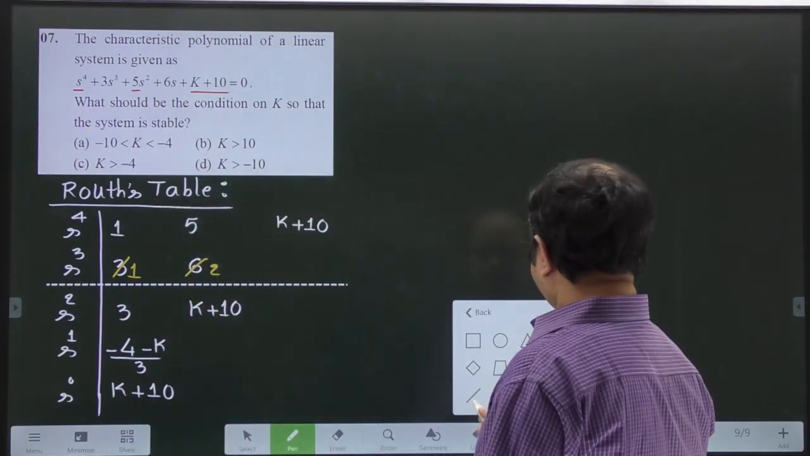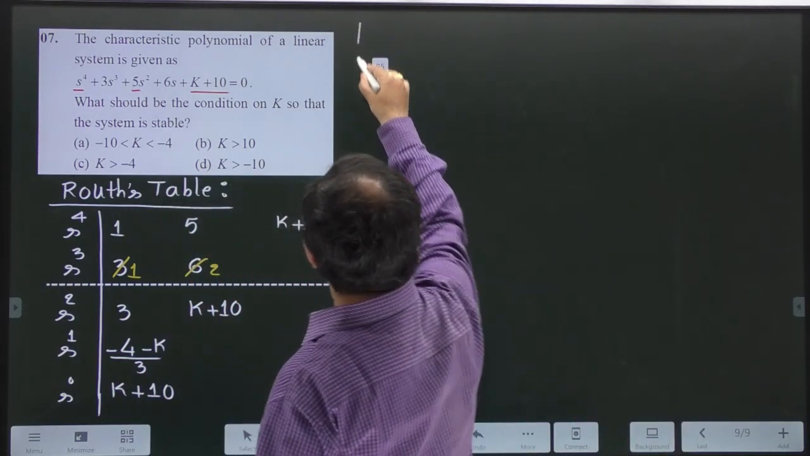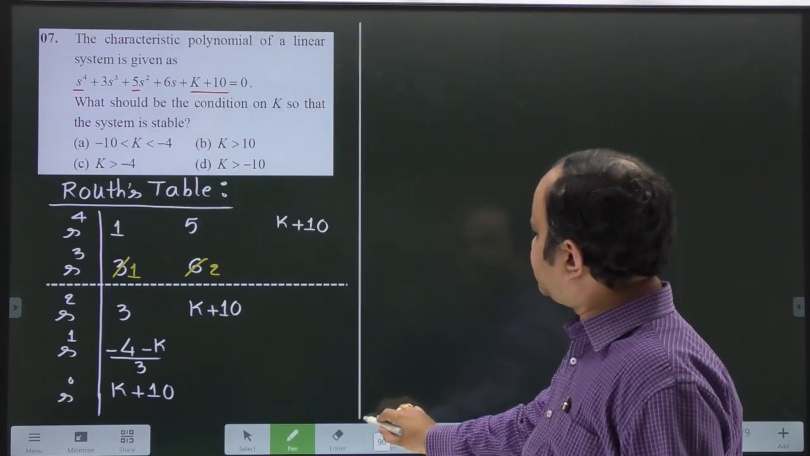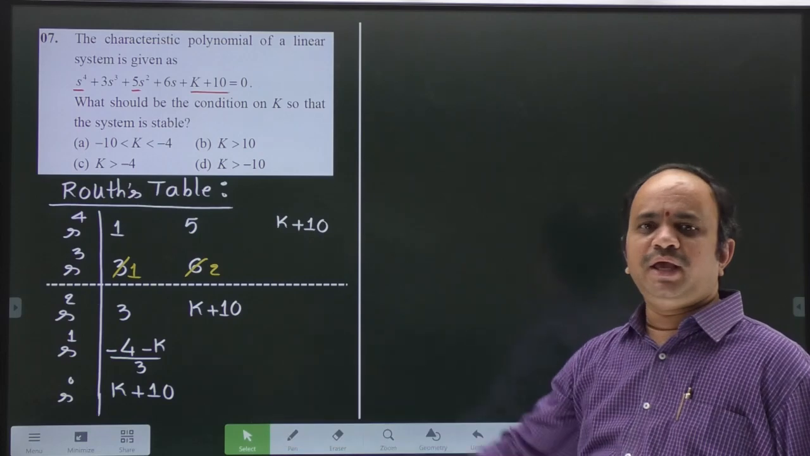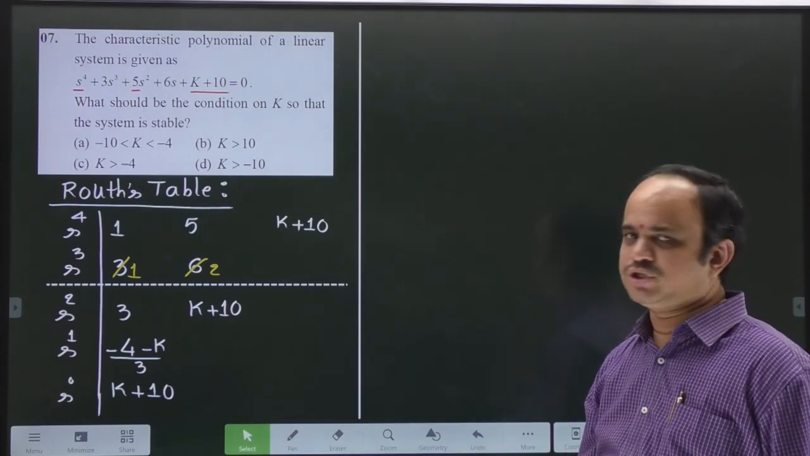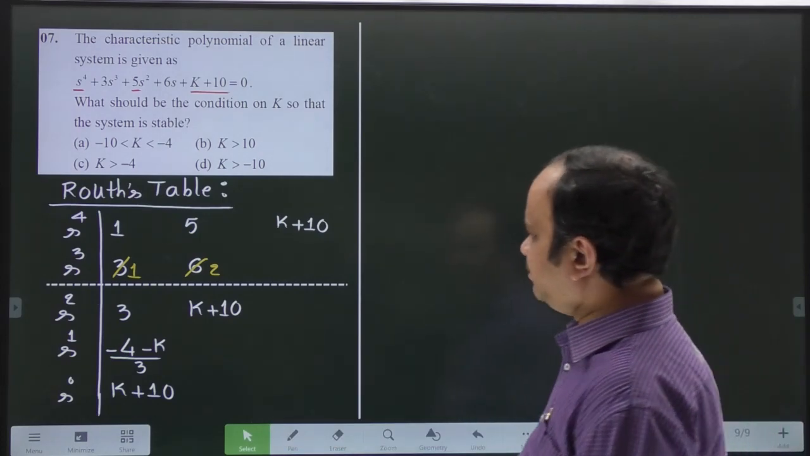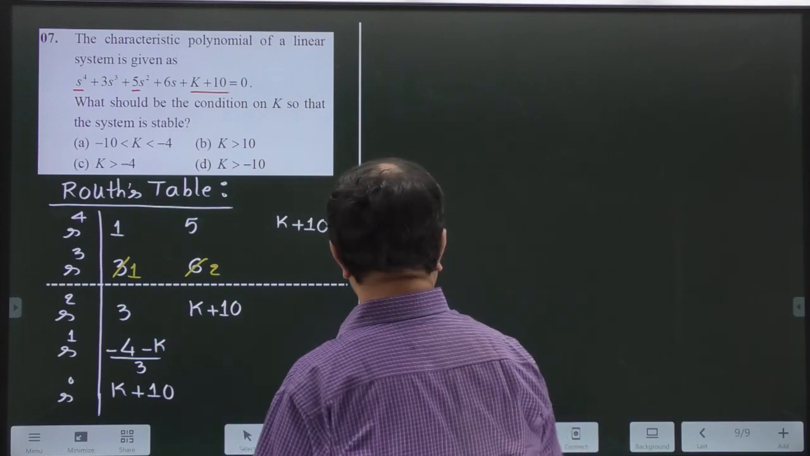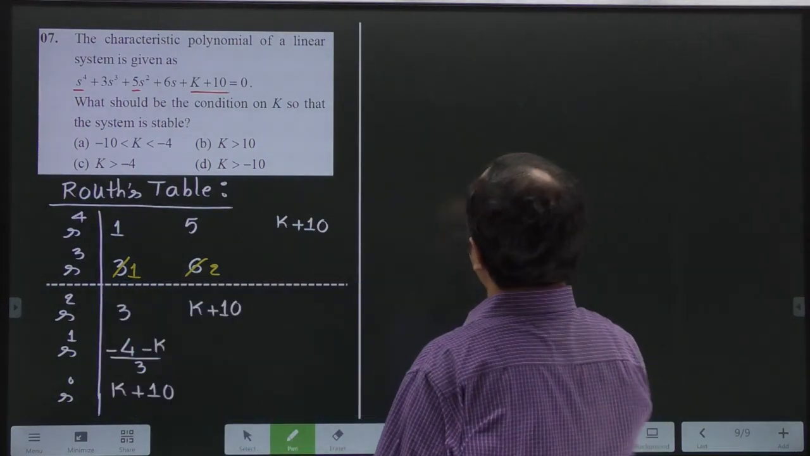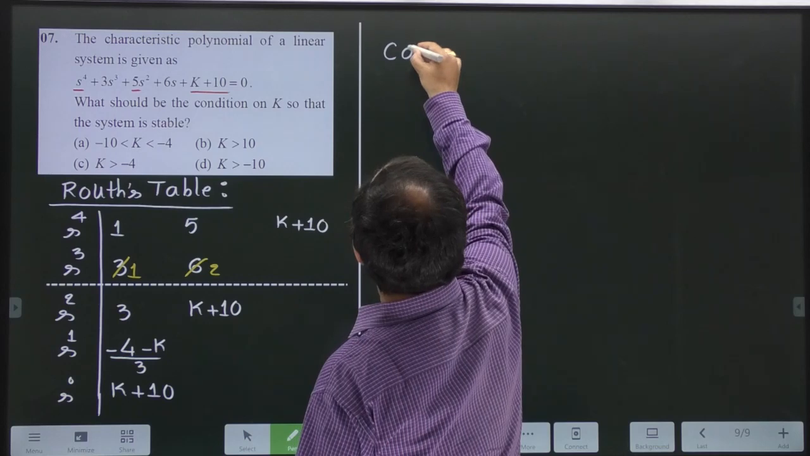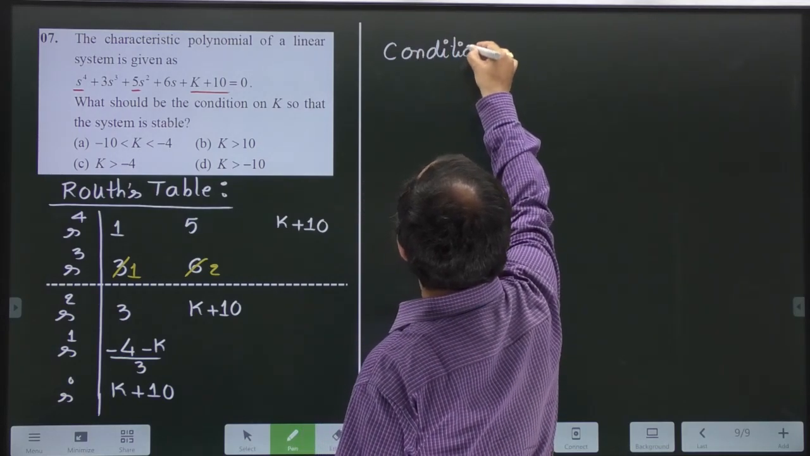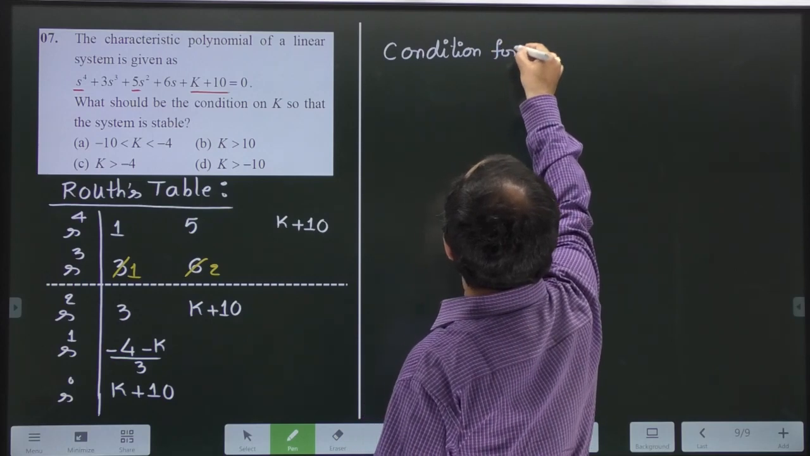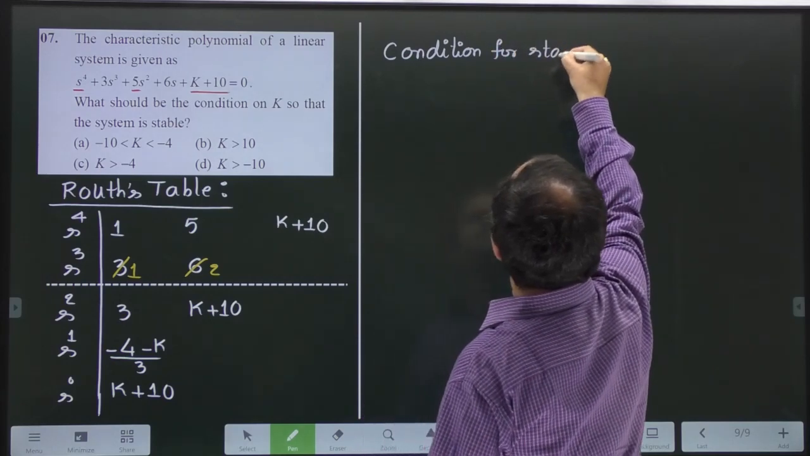So for the system to be stable, what is the condition here? There should not be any sign changes in the first column. Therefore, let me write down here, condition for stability.